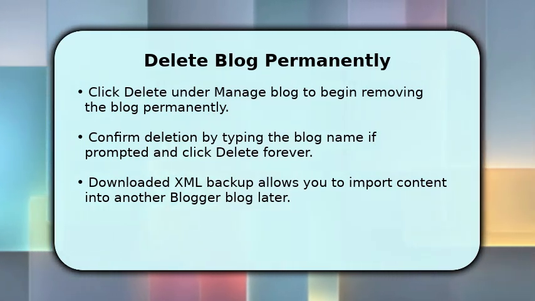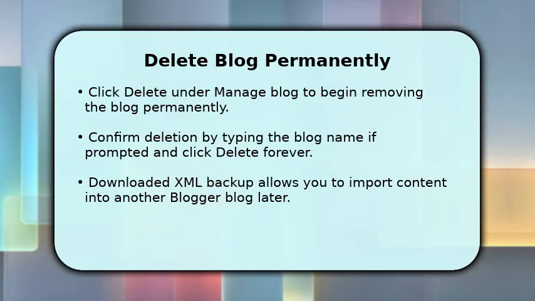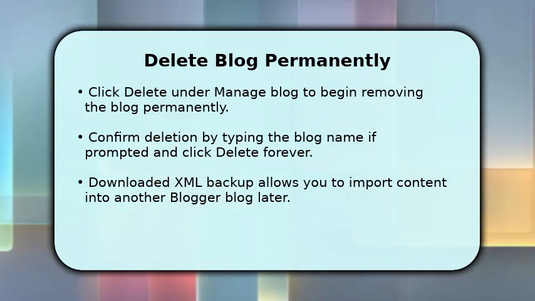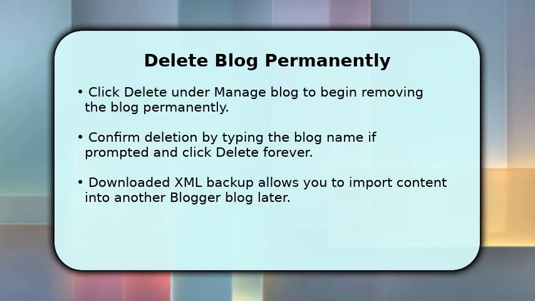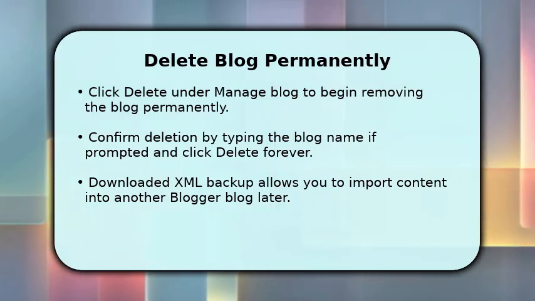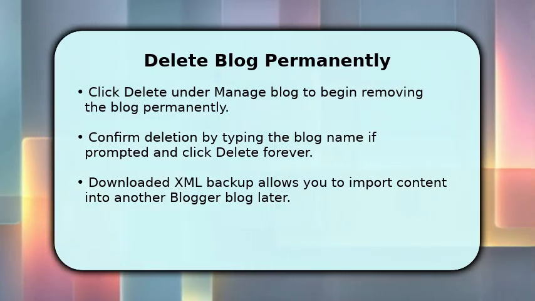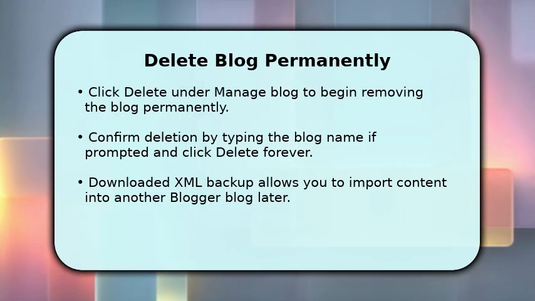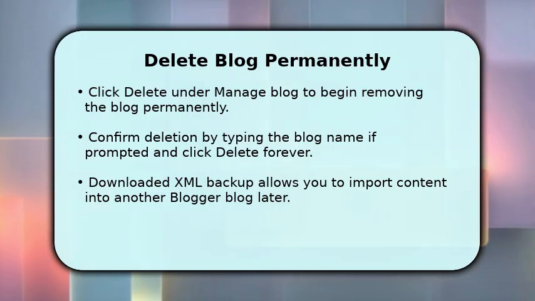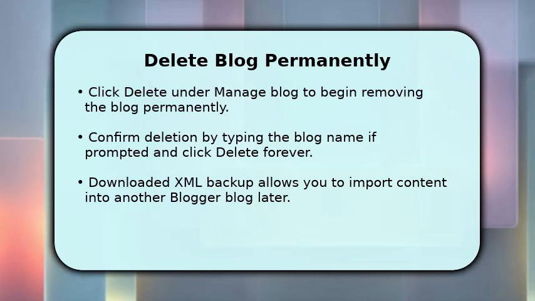A confirmation dialog will appear and explain that this action removes the blog and its URL. If prompted, type the blog name exactly to confirm and click Delete forever to complete removal. After you delete, the blog URL becomes available and content is removed from public view.